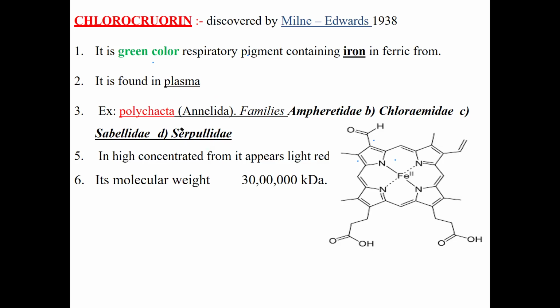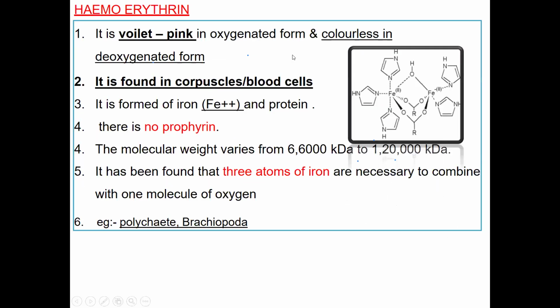Chlorocruorin is also very important, just like hemocyanin, for examinations. And then hemerythrin. Hemerythrin is violet pink in color whenever it is bound with oxygen, and it becomes colorless in the deoxygenated condition.